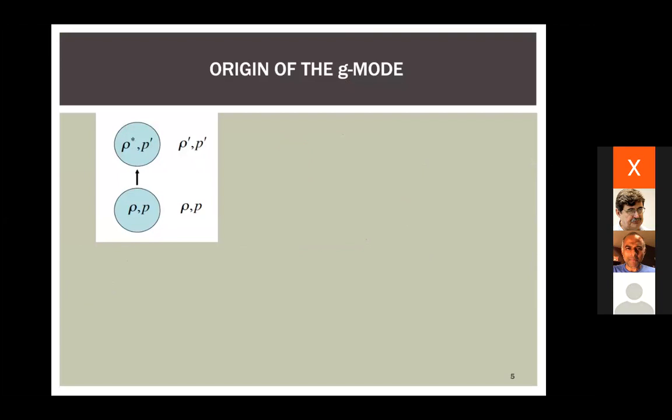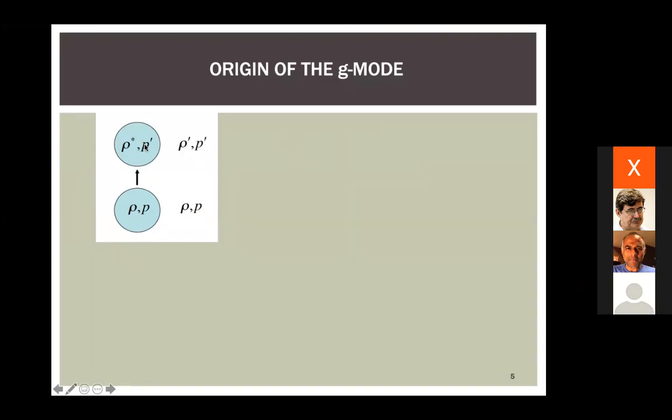Okay, so what is the origin of the g mode? This is a basic explanation. Let's say somewhere in the core of the star, deep down, there's a bubble, and this bubble for some reason gets displaced vertically and goes upwards a little bit. This displaced bubble can stay here if it's in mechanical equilibrium.